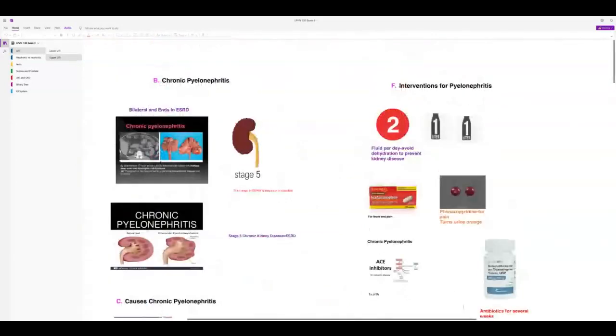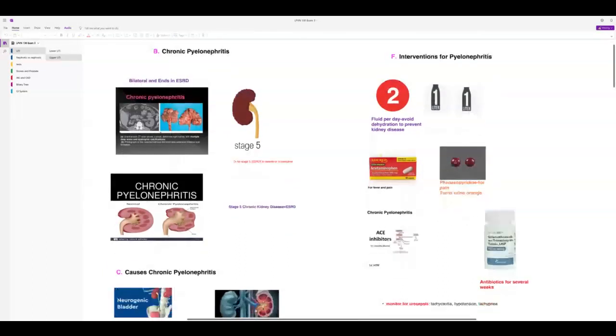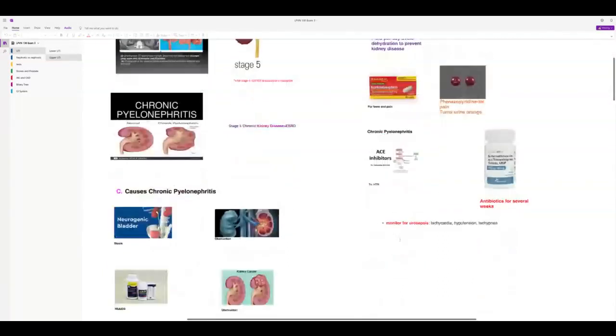But this is what you do for anybody with a UTI or pyelonephritis. Have them drink 2 liters a day to avoid dehydration. They can take their pyridine, which turns your urine orange. And for chronic, we won't even go into that. And for pyelonephritis, you take antibiotics for a very long time.